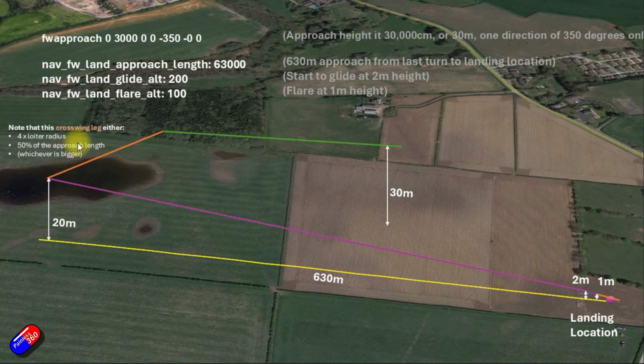going to be 50% of the approach length. So if this is 630 meters, this is by default going to be 315 meters, or this bit here is 4 times the loiter radius, whichever is bigger.